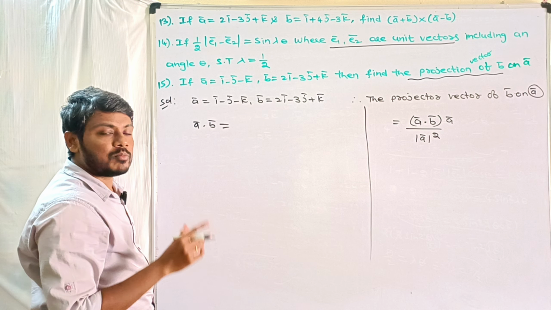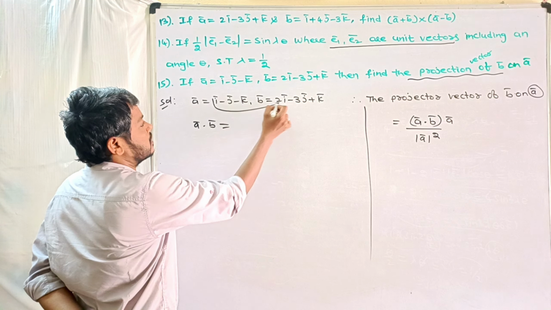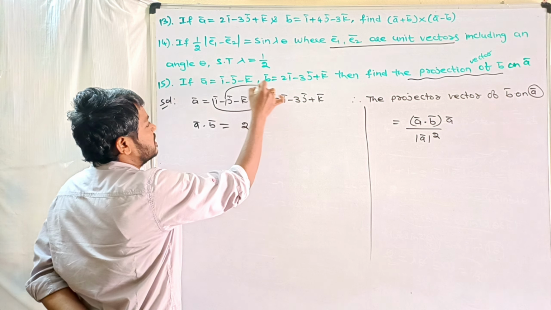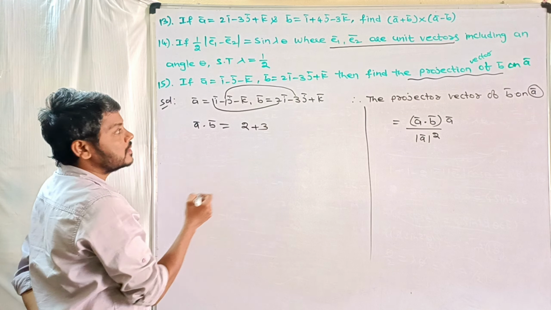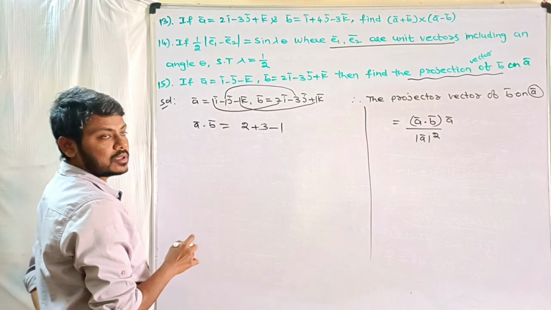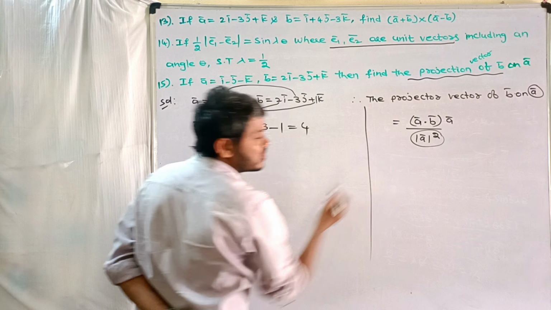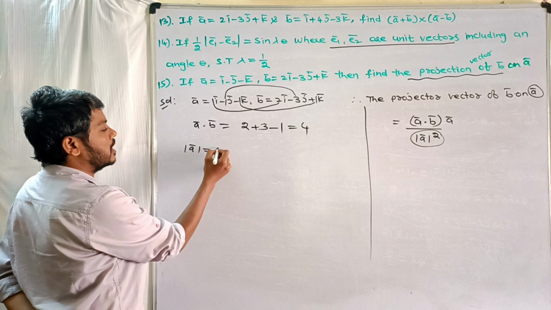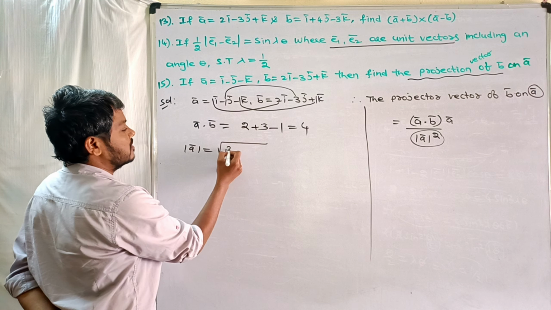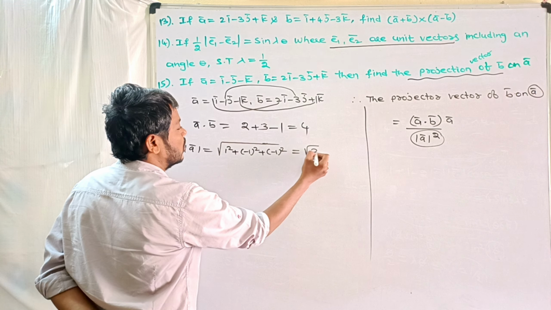We know the dot product means multiplying I coefficients, J coefficients and K coefficients. So what are the I bar coefficients? 1 into 2, 2. Next, J bar coefficients. Minus 1 into minus 3, that is plus 3. Next, K bar coefficients. Minus 1 into 1, that is minus 1. So 5 minus 1, which is equal to 4. Next, you can find what? Mod A bar square. So here we know that mod A bar is square root of the sum of the squares of the ijk coefficients. That is 1 square plus minus 1 whole square plus minus 1 whole square. So which is what? Root 3.